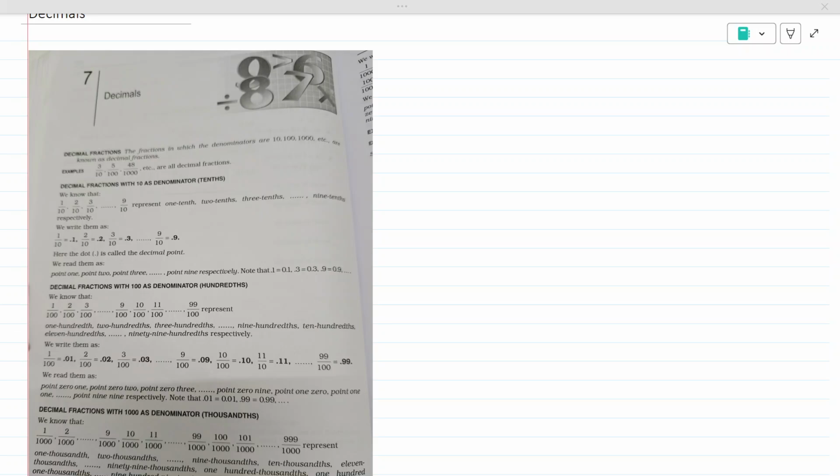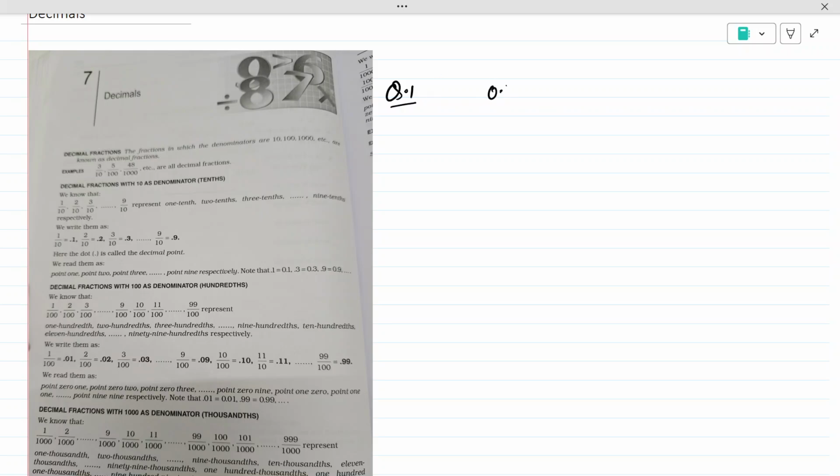Hello kids, in today's class we are going to start with the new chapter, decimals. We have learned decimals already in the previous class. So how can we represent a decimal, as I am telling you here? Suppose we want to see any decimal number.